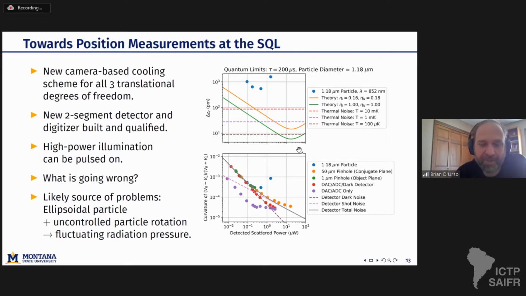And then at high power, we think, again, this aspherical particle with some variation in the direction of scattered light is causing additional forces to appear on the particle that are pushing it around. So basically, if the direction of scattered light varies, then the radiation pressure on the particle varies, and that pushes it around. So this is what we suspect is going on.